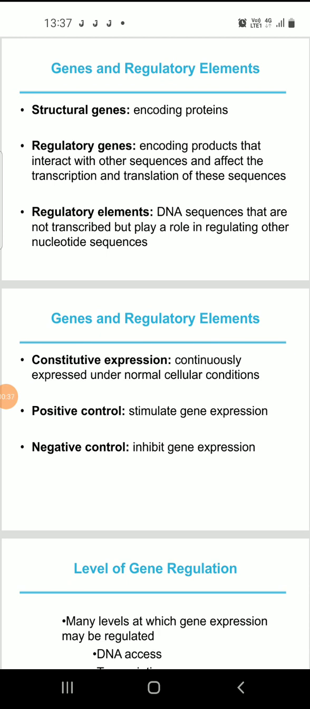Then the regulatory elements are there. The DNA sequences that are not transcribed but play a role in regulating other nucleotide sequences. They are called as what? Regulatory elements.